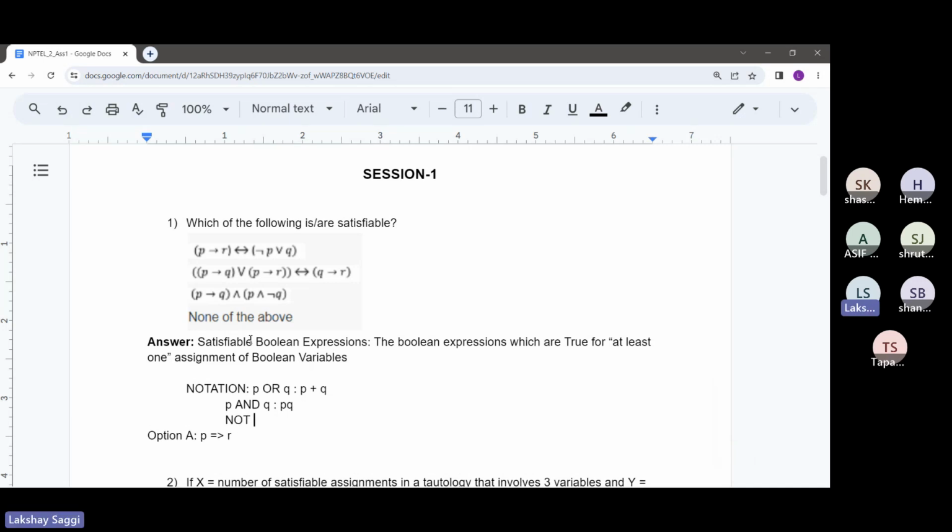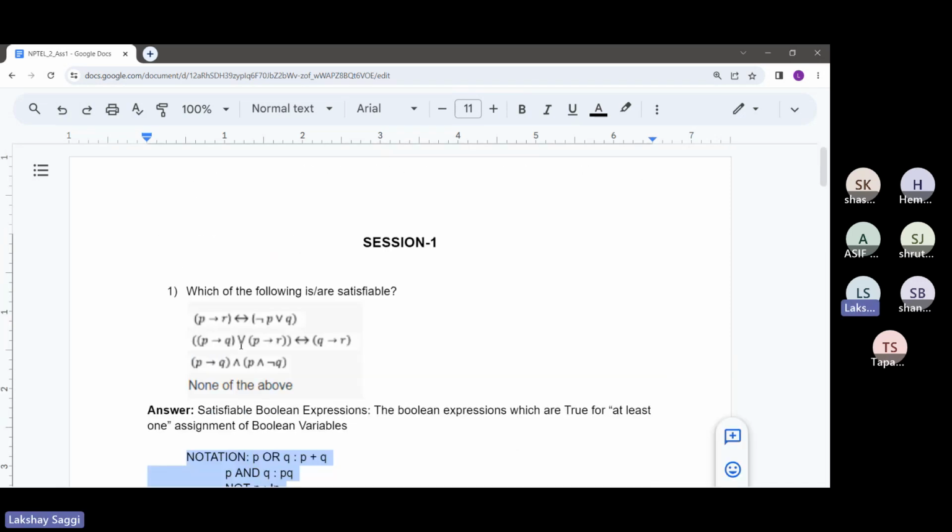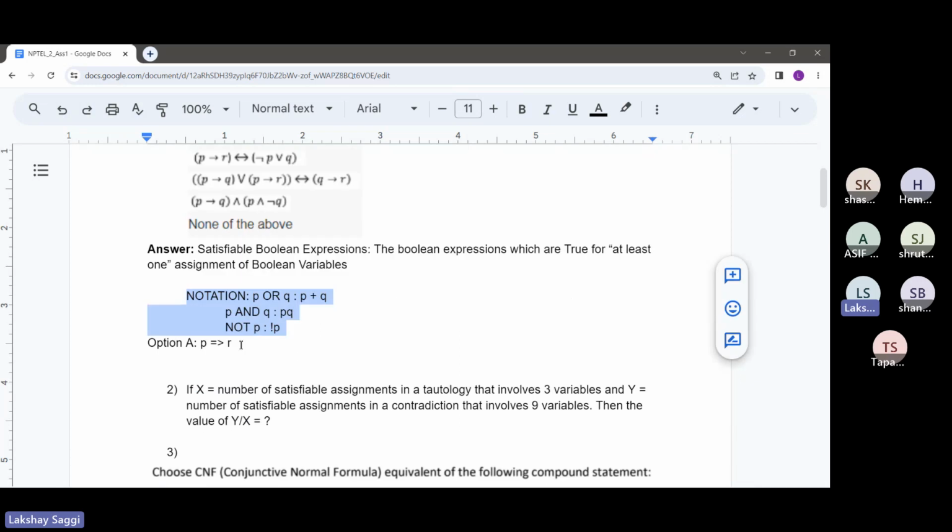Similarly, not P, I'll be writing as exclamation P. So I hope this notation is clear. This is a notation which I'll be using a lot in all the solutions because I personally feel that this notation is much more clear. Although it's up to you guys, when you are solving these statements on your own, what notation you want to adopt. This is my personal choice.